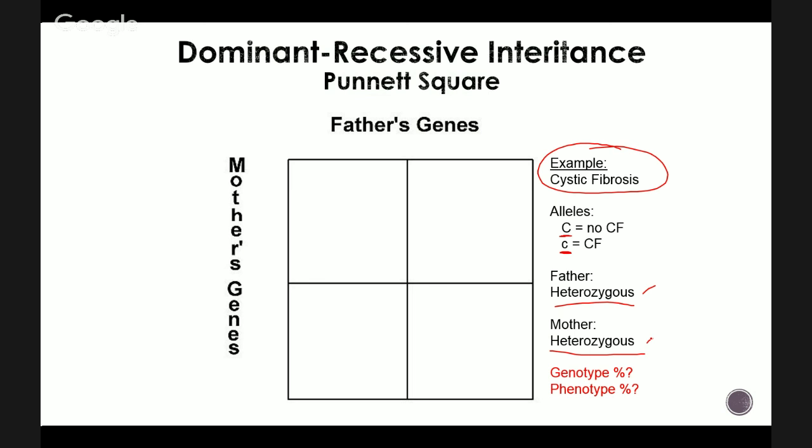One of each. So father. Up here it says father's genes. So what are we going to put at the top above these squares? Yep, we're going to put a big C and a little c. Okay, good. Easy enough. Mother is heterozygous, so that means what? Same thing, one of each. So next to one of the boxes you put a large C, and next to the other box, you put a lowercase c. Okay, put these together.